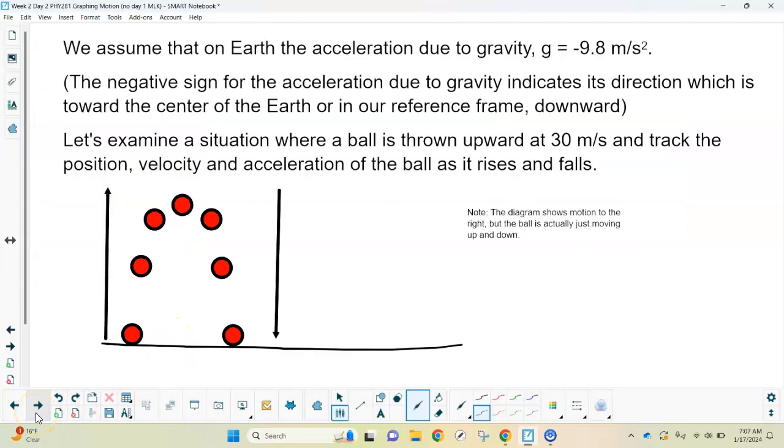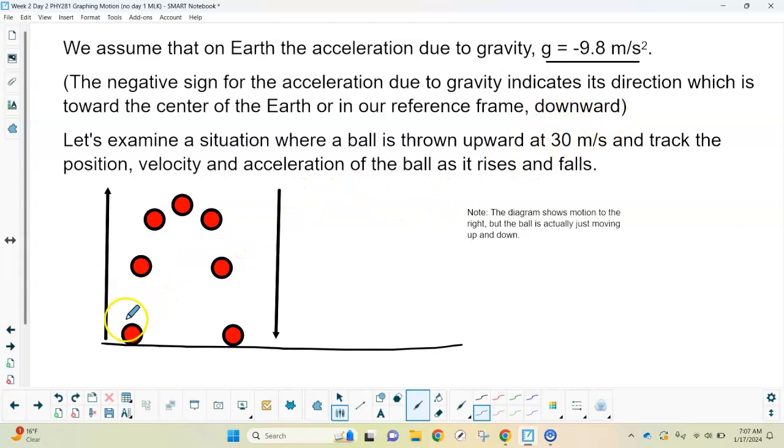Okay, so just to talk through a situation to demonstrate what's going on in free fall, and how the acceleration due to gravity changes the motion of an object. Let's talk about this situation. Acceleration due to gravity near the Earth we assume is a constant, and we're going to say it's negative 9.8 meters per second squared. The negative sign indicates the direction, which is always towards the center of the Earth, which in our frame of reference is down.